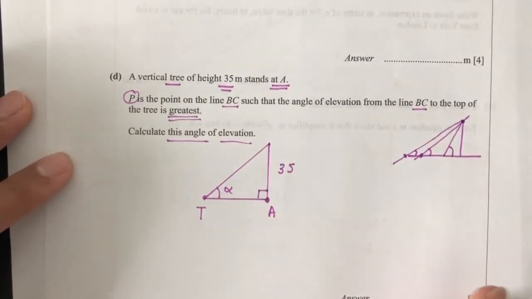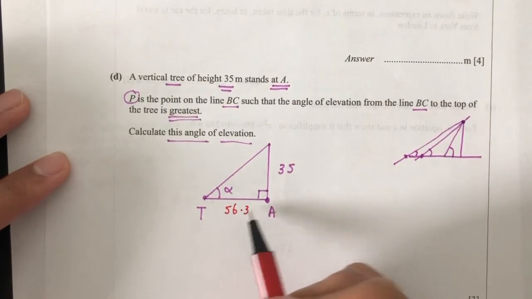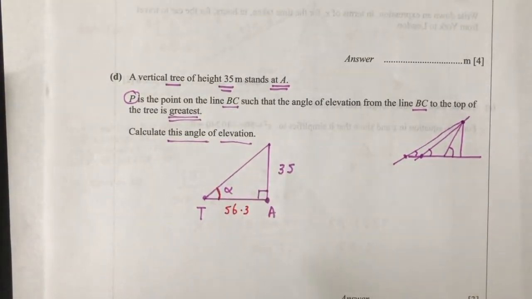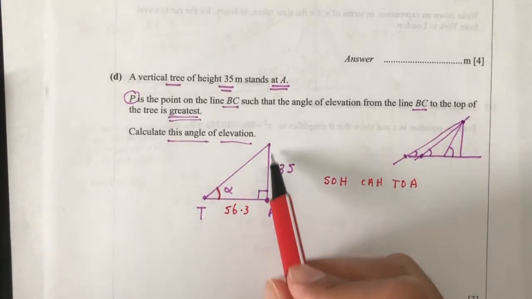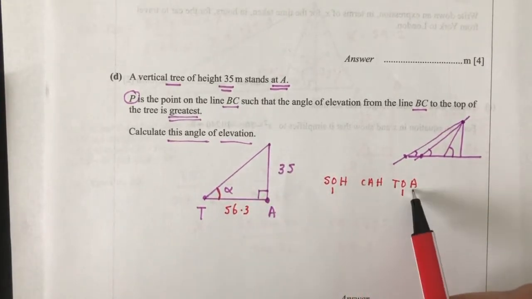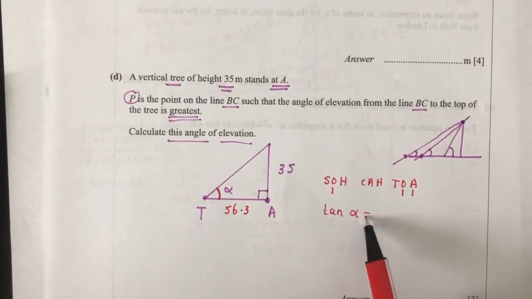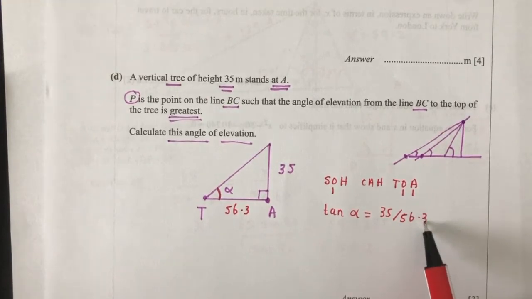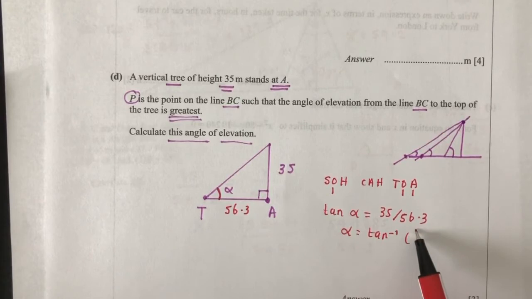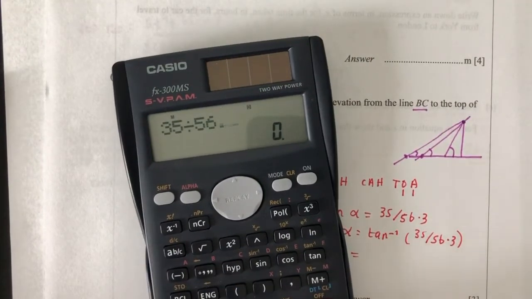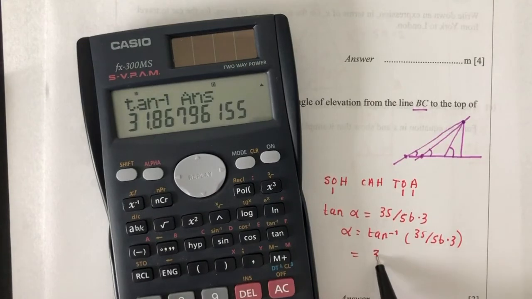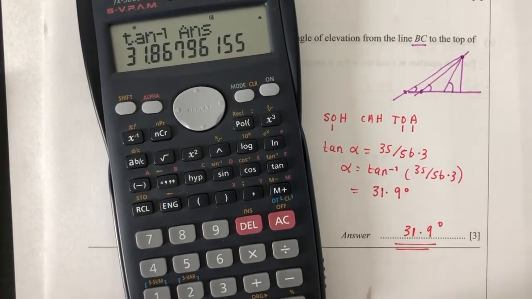Then you take this length, you go back to the other shape. This is 56.3. Now to find this angle here, again I still have a right angle triangle. I can use SOHCAHTOA. So I have this side, which is our opposite side, and I have this side, which is our adjacent side, where we have to use tan. So tan of alpha is equal to 35 divided by 56.3. Alpha will be tan inverse of 35 over 56.3. So 35 divided by 56.3, tan inverse of that should give you 31.9. So 31.9 degrees will be your greatest angle of elevation for this diagram.